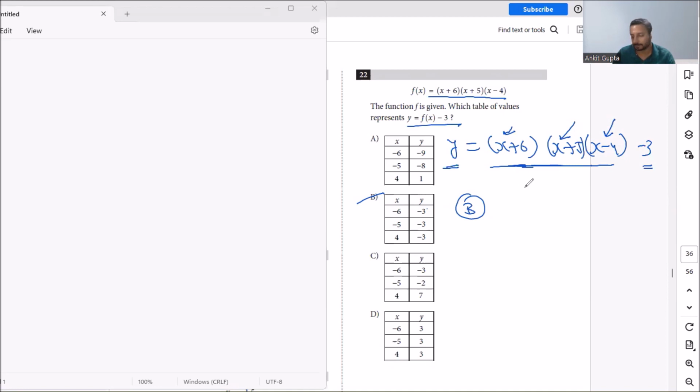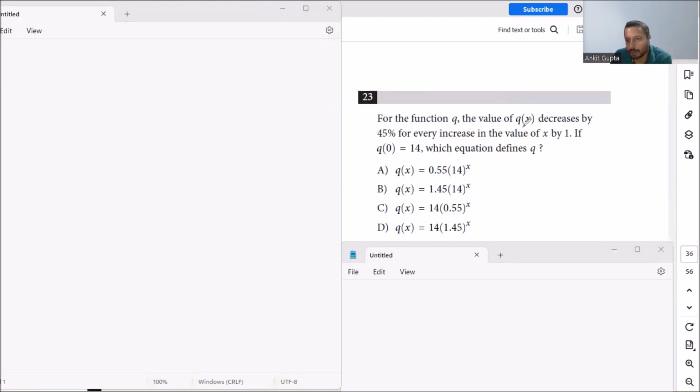For the function q, the value of q of x decreases by 45% for every increase in the value of x by 1. That means whenever x is increasing by 1, the value of q is actually decreasing by 45%. Right? So x increases by 1, q decreases by 45%. If q of 0 is equal to 14, right? So q of 0 is 14, which equation defines the value of q?